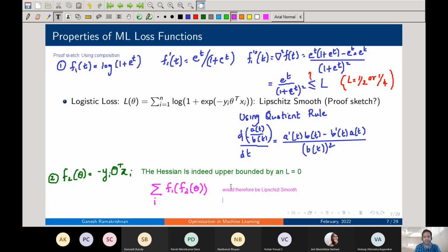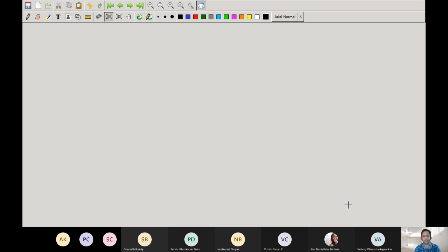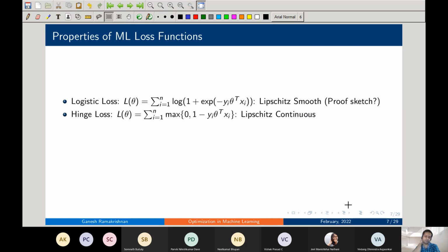Yeah, it's also convex, right? We have done that. So convexity will just come from our previous discussion. I'm not bothered to show that again here. Okay. Next one. Lipschitz continuous.